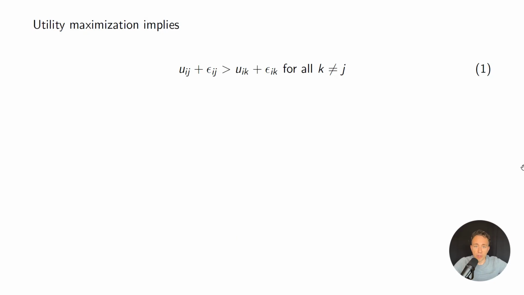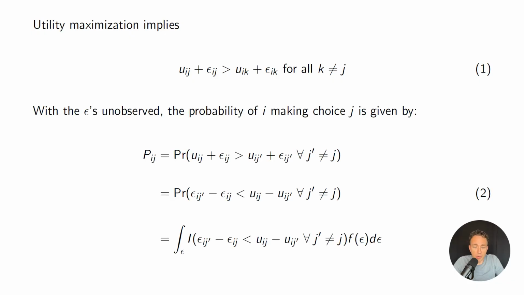We have in equation 1 the utility maximization condition that we talked about in the previous video. It just says that if we chose option J, then it must have had higher utility than any of the other options available. So we introduced this probability also in the previous video, but we can take it one step further and actually think about what the probability represents mathematically. So we're taking this utility maximization condition and we're converting it to a probability because we can't see the epsilons, and so we need to think about utility as being probabilistic.